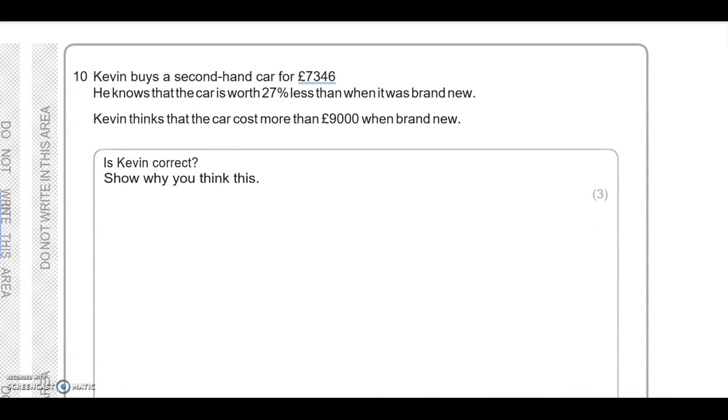Kevin buys a second-hand car for £7,346. He knows that the car is worth 27% less than when it was brand new. Kevin thinks that the car cost more than £9,000 when brand new. Is Kevin correct? Show why you think this.